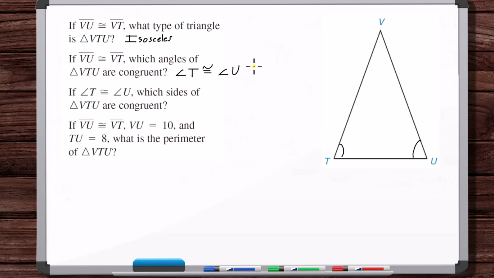So this would mean that segment VU is congruent to segment VT. All right, if VU is congruent to VT, VU is equal to 10 and TU is equal to 8, what is the perimeter of triangle VTU?